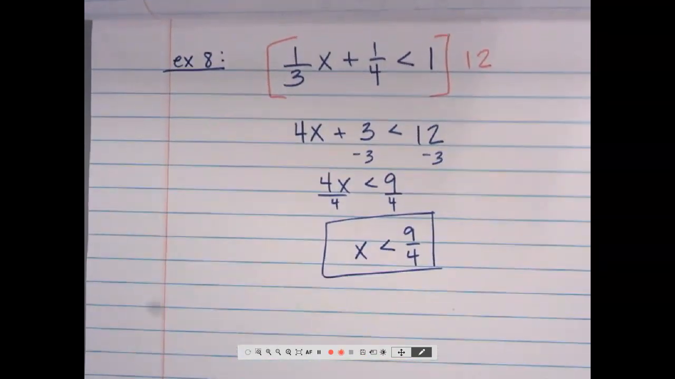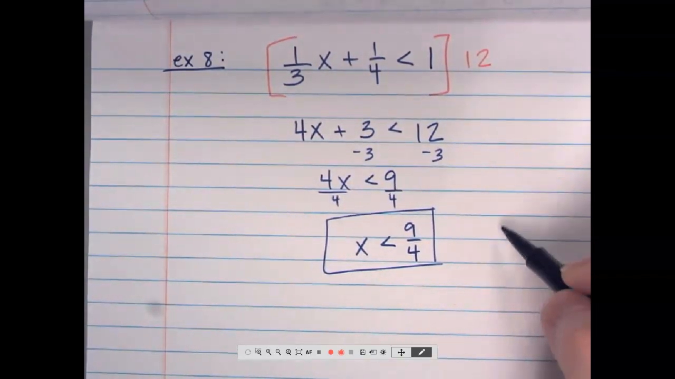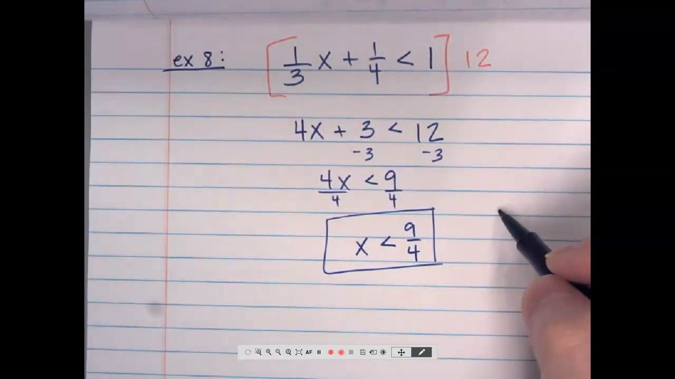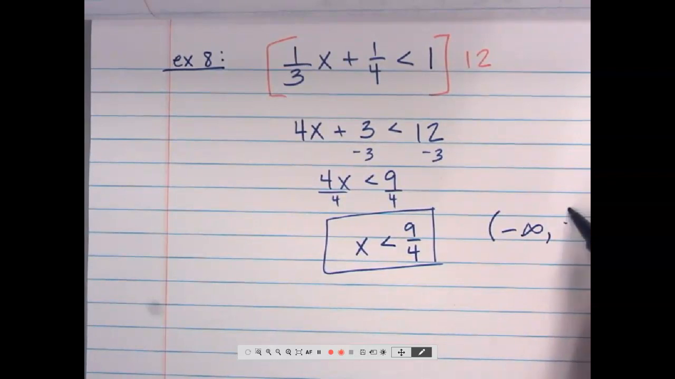Okay, so if we picture a number line, that's an open circle on 9/4 shaded to the left. All right, so Evan, what would that be in interval notation? Parentheses, negative infinity, comma, 9/4. Good save.